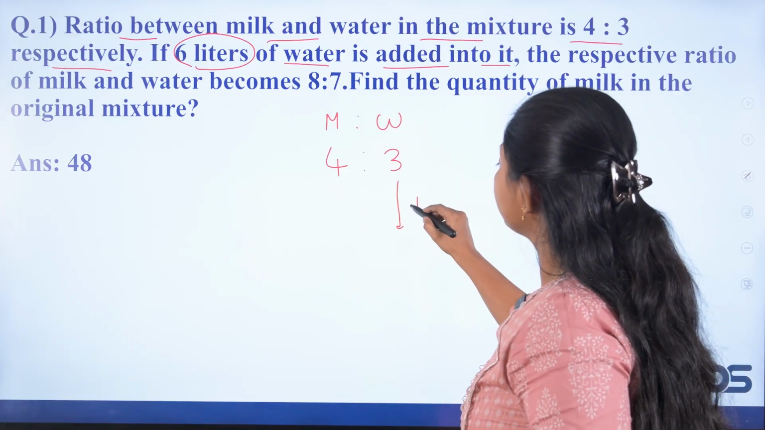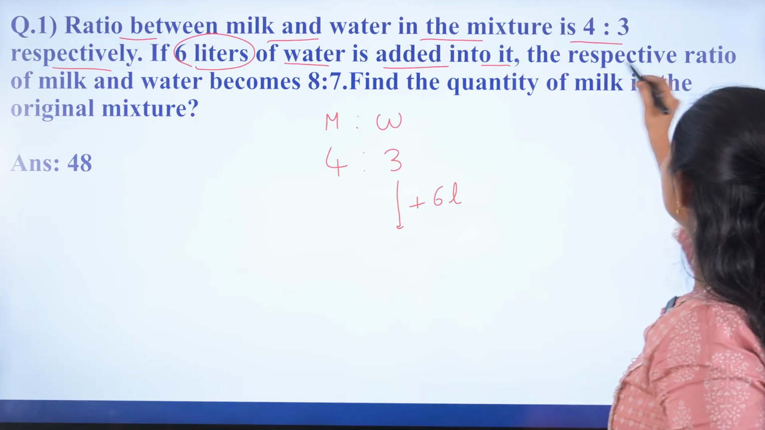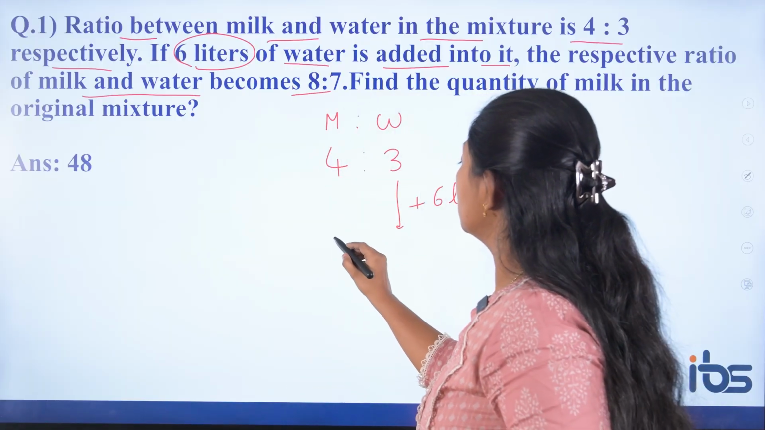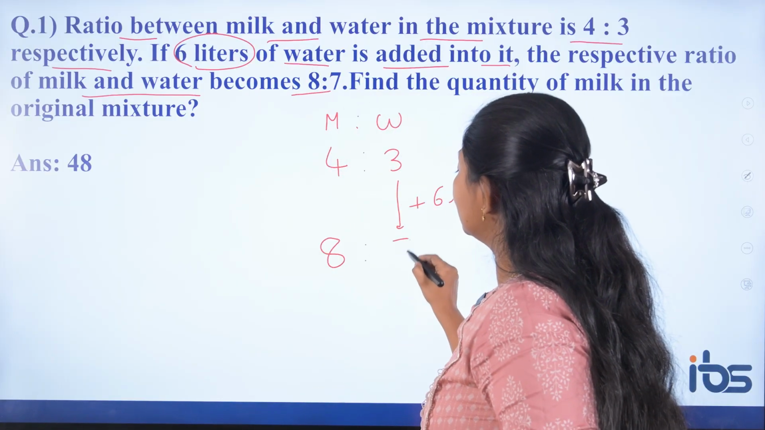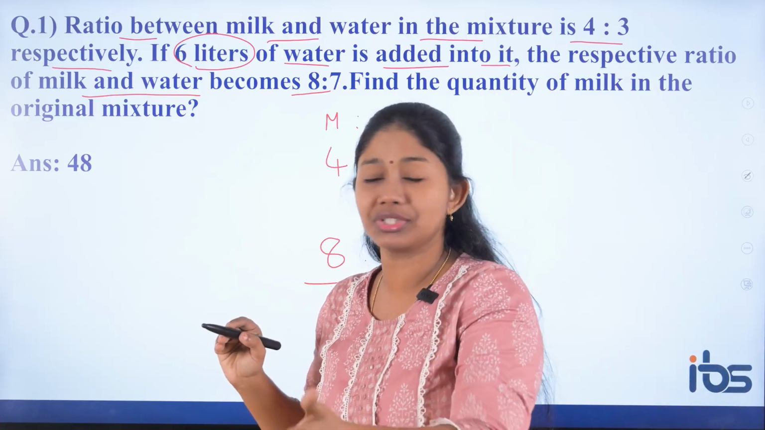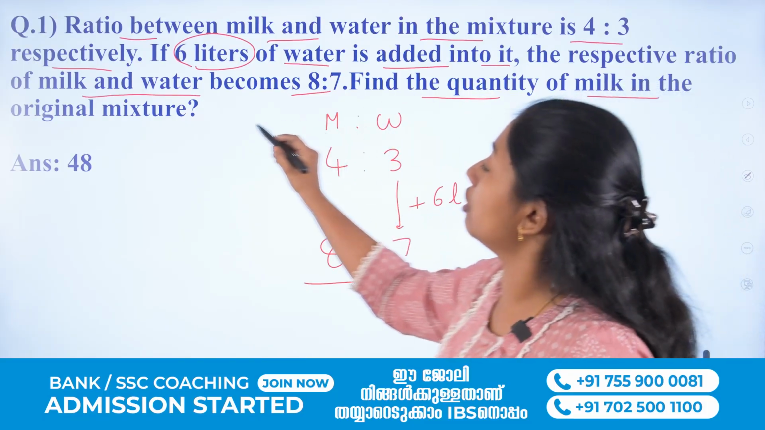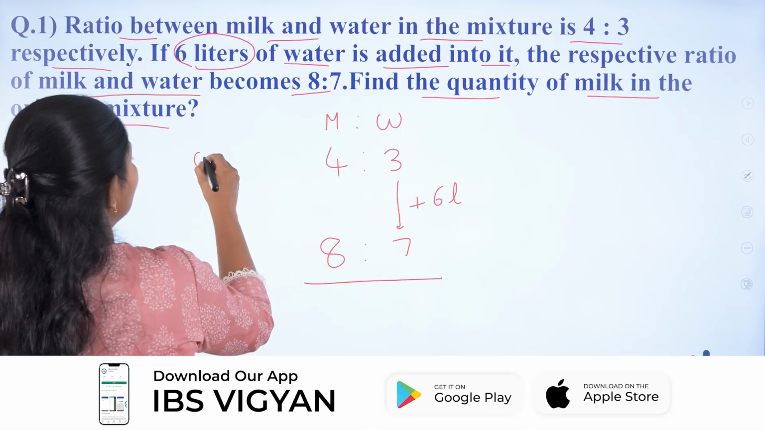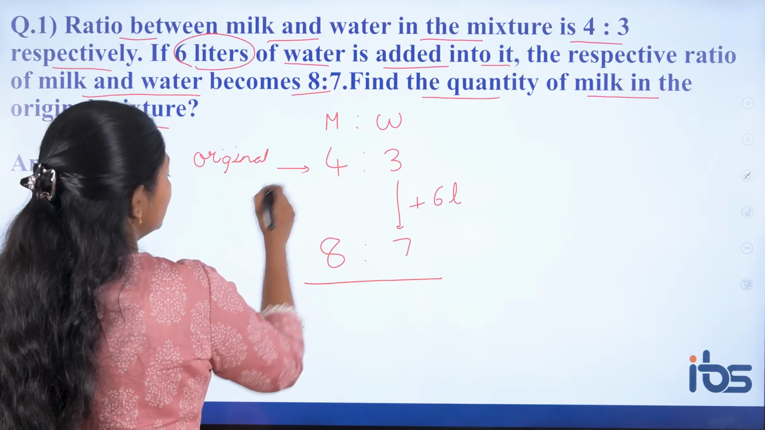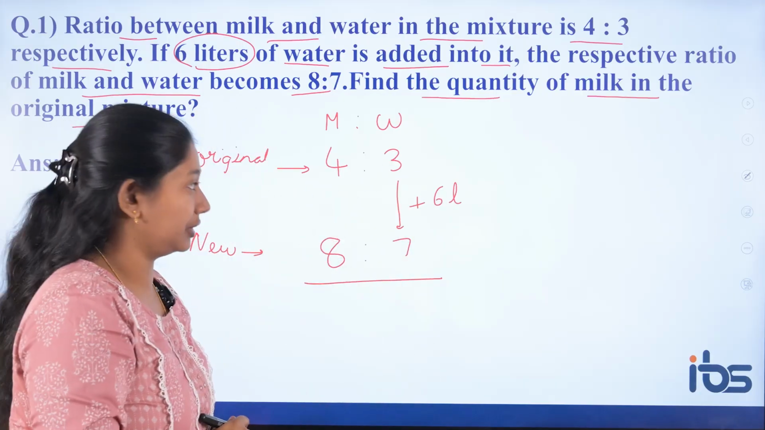So you are adding 6 liters of water to that mixture. The respective ratio of milk and water becomes 8:7. So after adding 6 liters, the final mixture ratio is now 8:7. Then they have asked us to find the quantity of milk in the original mixture. So this is the original mixture and this is the new mixture after adding 6 liters of water.